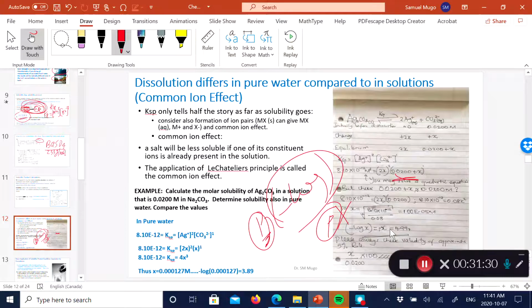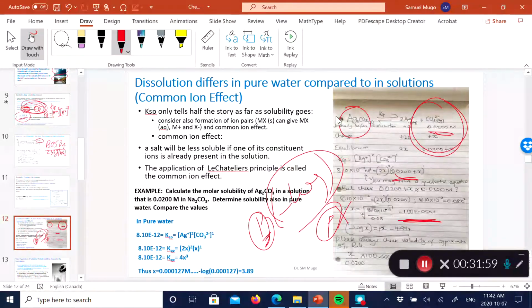And so this is correct. You can see that this is what you get when you dissolve this salt in a solution that already contains a constituent ion. On the other hand, if we were to dissolve it only in water, you're going to see that the Ksp is equal to this. We already know that. You set up the molar solubility: for 1 mole of this, you're getting 2x.